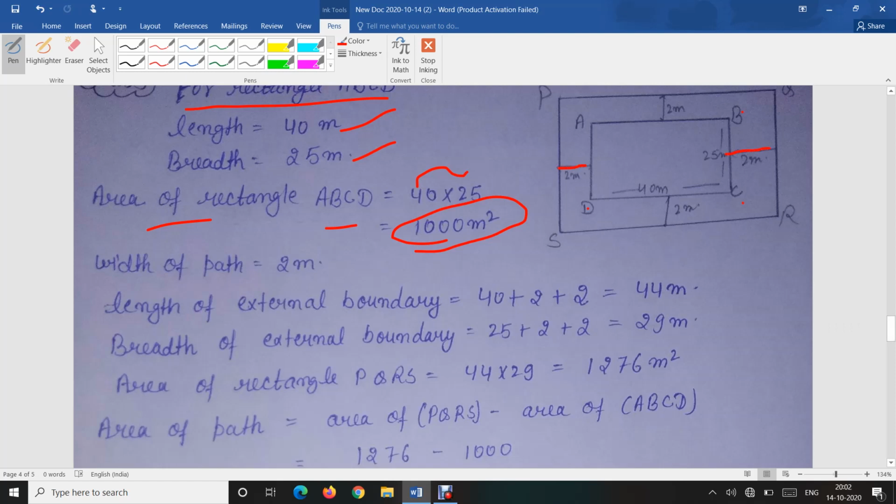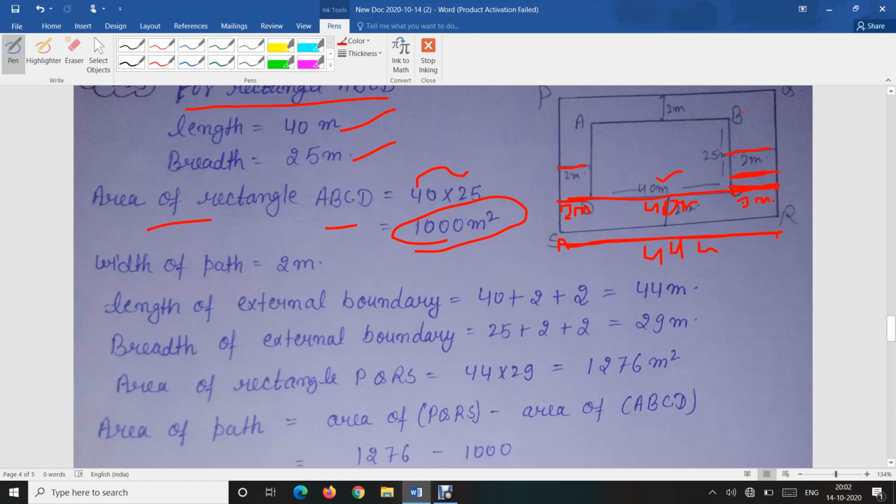If we want to find out the total length from here to here, the length from here to here is given, 40 meter, and we know that this is 2 meter. That means from here to here also it is 2 meter. This is 40 meter, this is 2 meter, and also this is 2 meter. That means 40 plus 2 is equal to 44. That means from S to R the length is 44 meter.